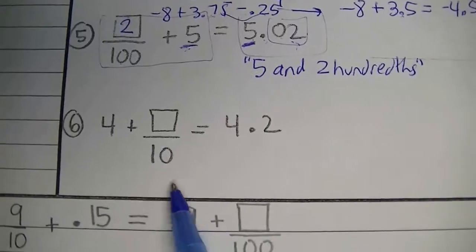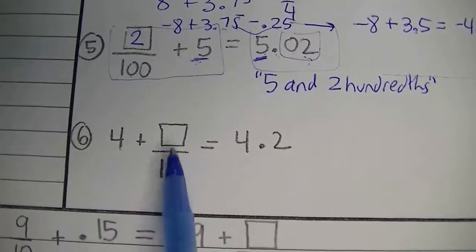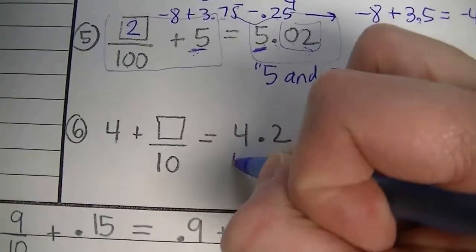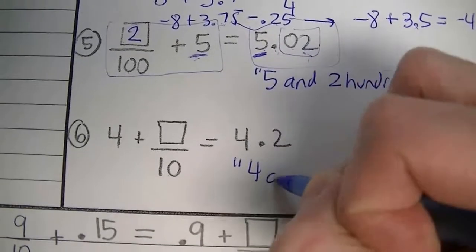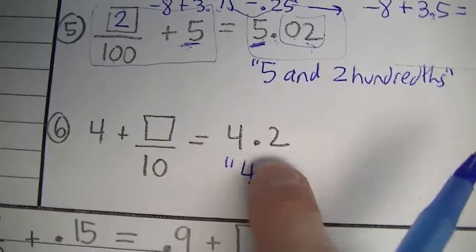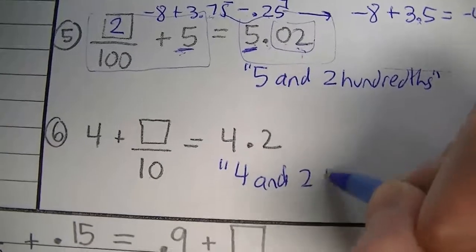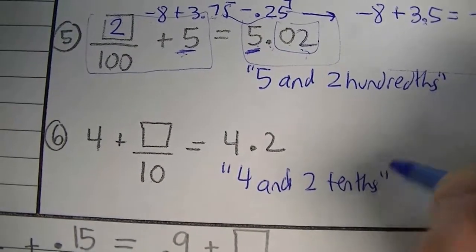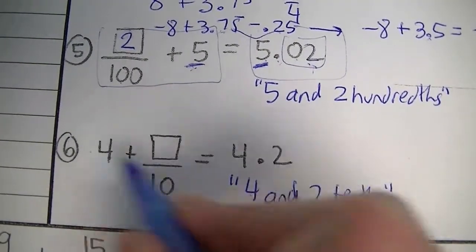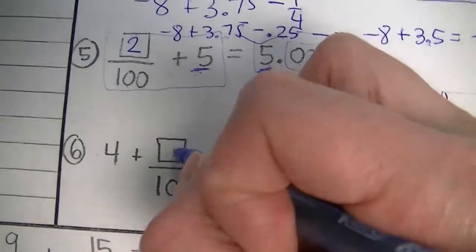Okay, let's do this again. Let's say it out loud. So that's a 4, that's a something tenths. And let's say this guy out loud correctly. 4 and say the 2 and then the tenths place. Okay, so I got a 4 right there. So something tenths. Oh, it's 2/10.